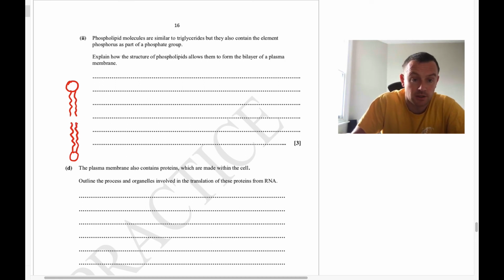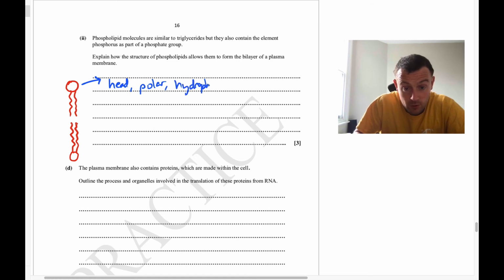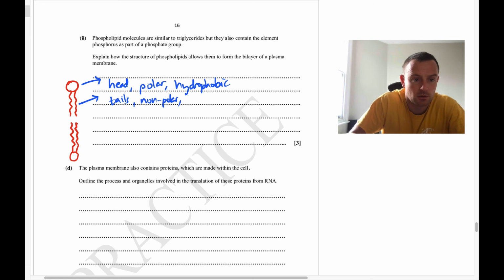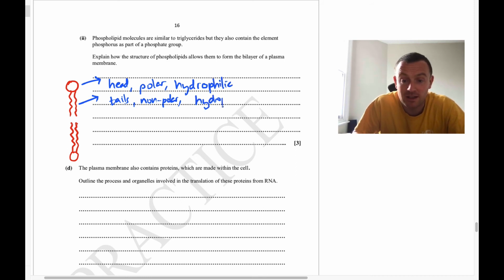So first thing you need to talk about is head, polar, hydrophilic. I believe in the mark scheme, we'll check in a second, that you also need to get for this mark, you need to talk about the tails, non-polar, and oops, I got those the wrong way around, sorry. That's hydrophobic, hydrophilic, and this is hydrophobic tails. Okay, I think that's the first mark.